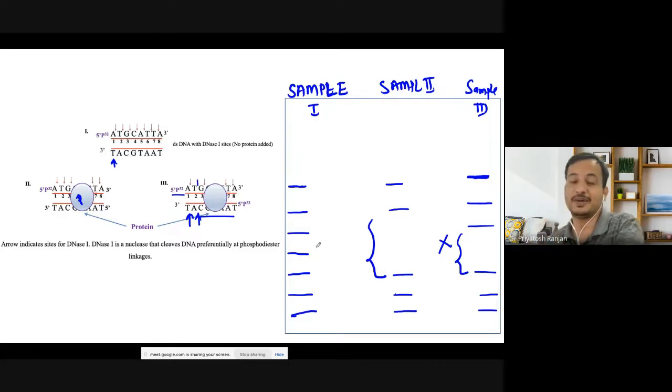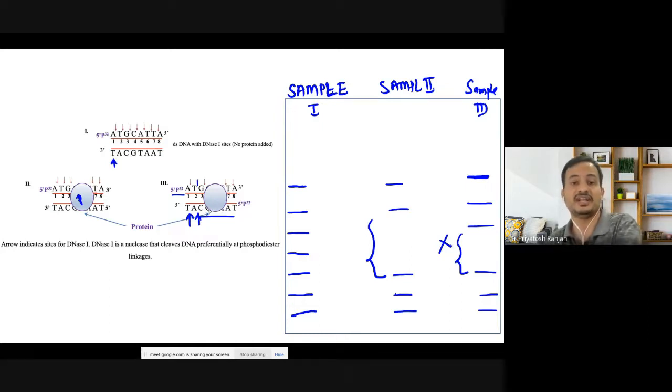And also remember one thing, in reality we are not going to have only 7 or 8 nucleotides. Those are going to be very, very big, and this protein will be interacting with the DNA at long patches. So this is just a scenario where we need to understand why it's not a good idea to label both the strands in case of DNase I footprinting.